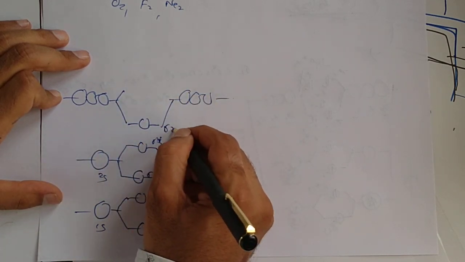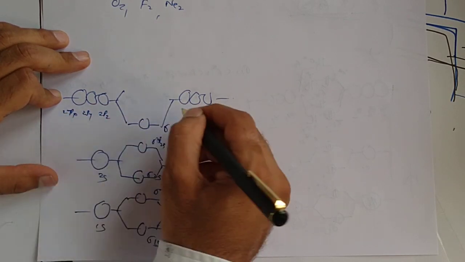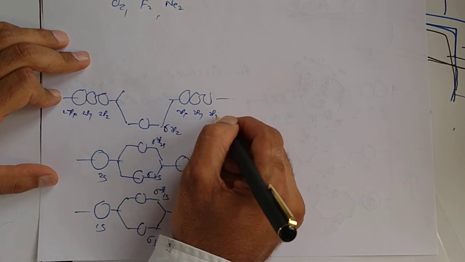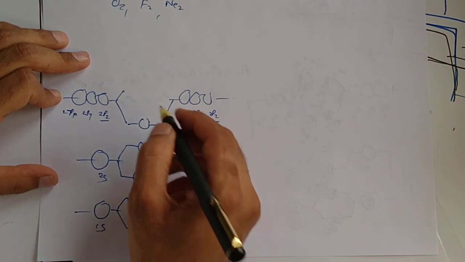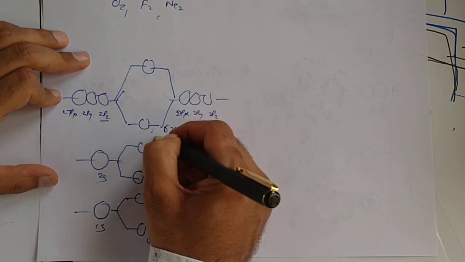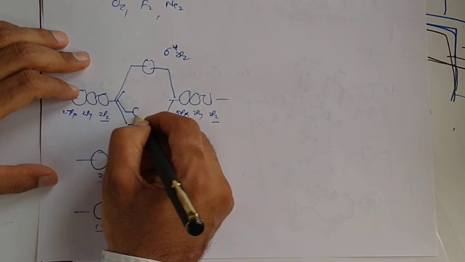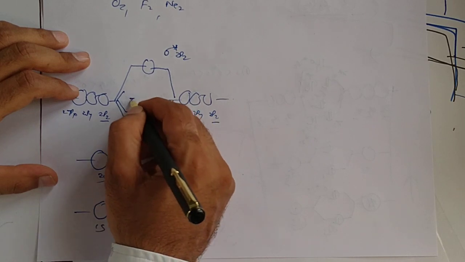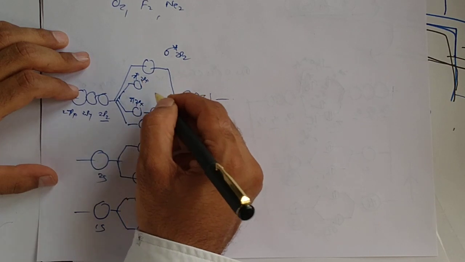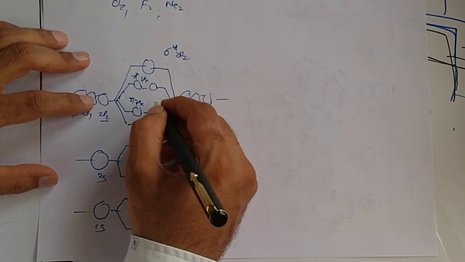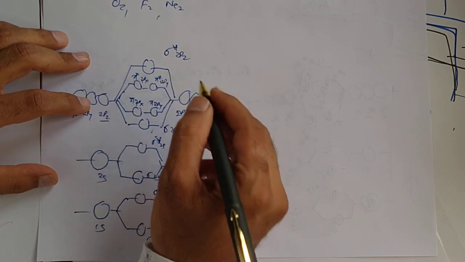Here sigma 2pz, 2px, 2py, 2pz, 2px, 2py, 2pz. So 2pz combines and makes sigma 2pz. One is bonding and one is anti-bonding. 2px combines, so it forms pi 2px and one of pi star 2px. If 2py combining, pi 2py and here pi star 2py.